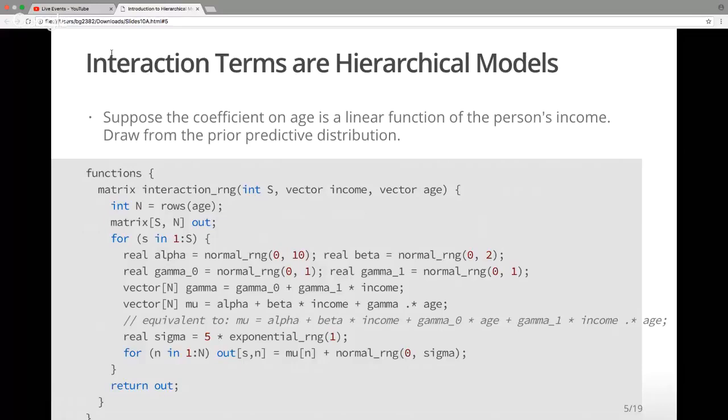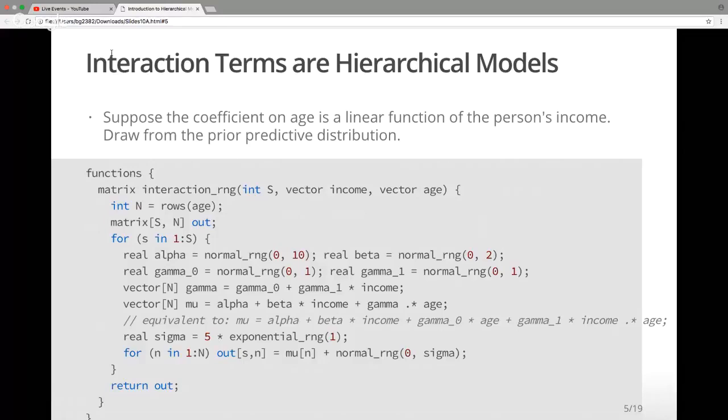To define a function to do that in the Stan language, we take an integer for the number of simulations S that we want to do, a vector of size n for income, and a vector of size n for age. We initialize our matrix to be S by n, and then we loop over the number of simulations that we want to do.